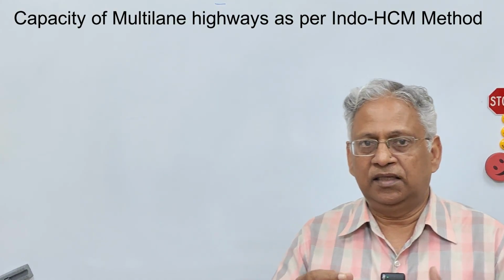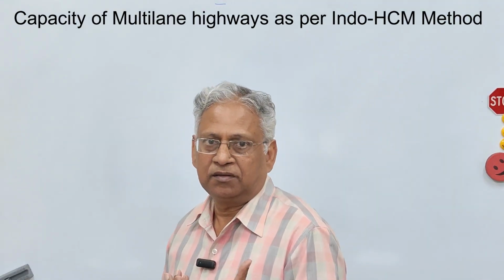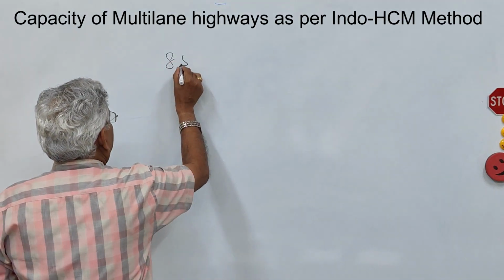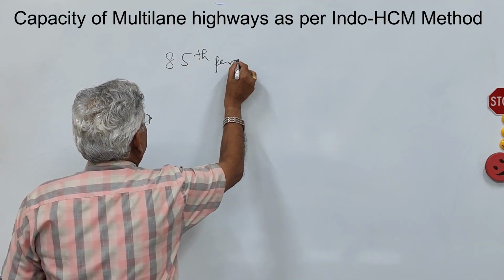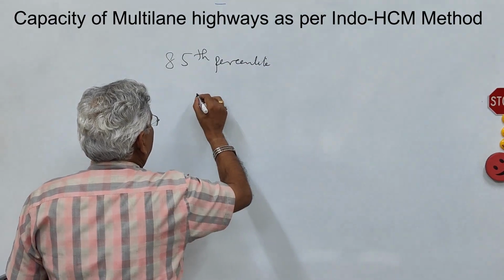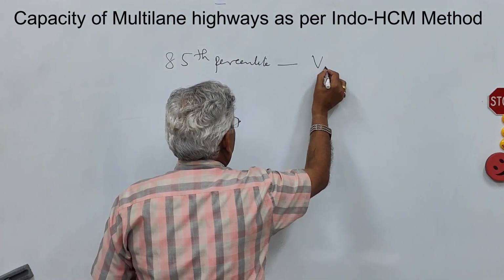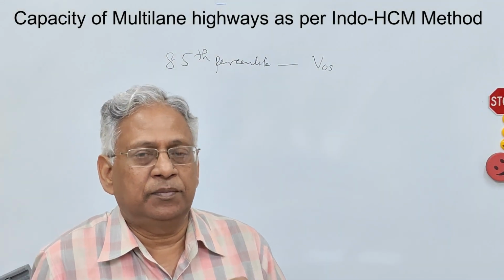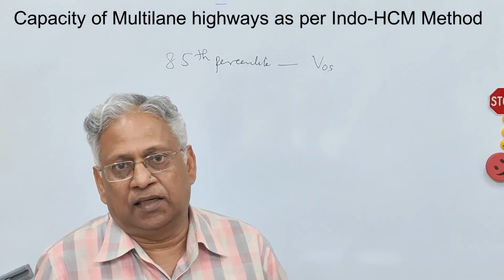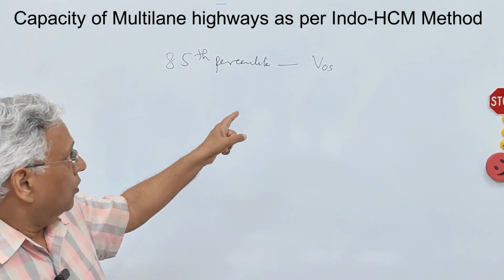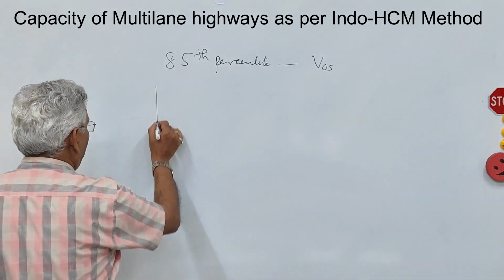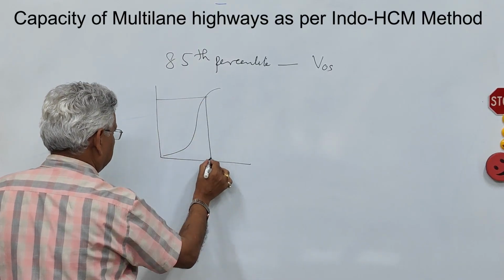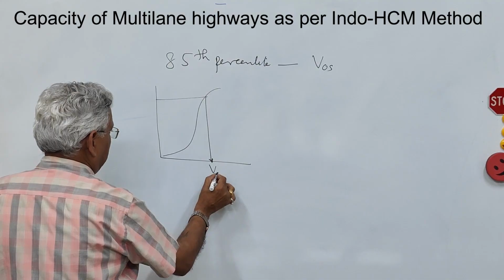Now, once you determine the free flow speed, make a plot of this free flow speed data and determine the 85th percentile of free flow speed. And this speed is called the operating speed, VOS. Operating speed is the 85th percentile speed of free flowing standard cars. You can make a cumulative density plot of the speed data, and from that you can find out the 85th percentile. That is the speed, VOS.